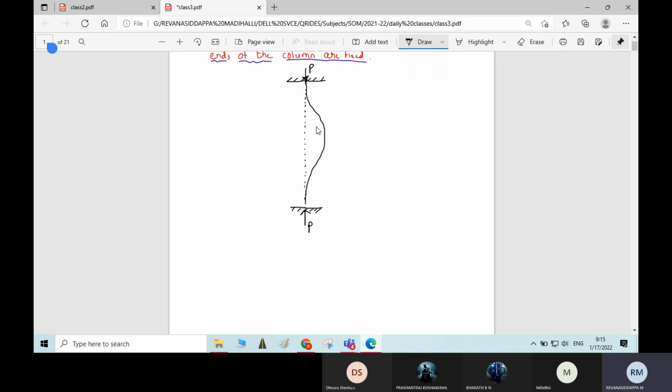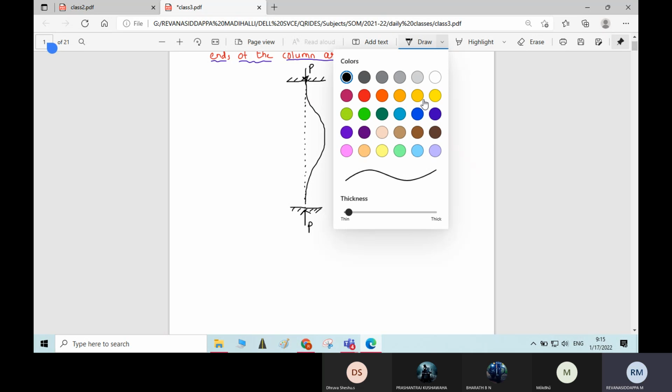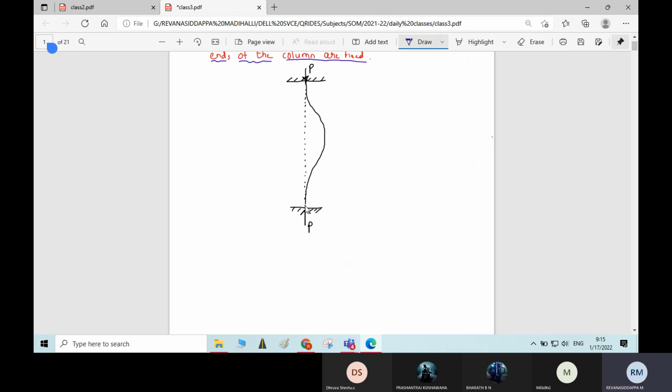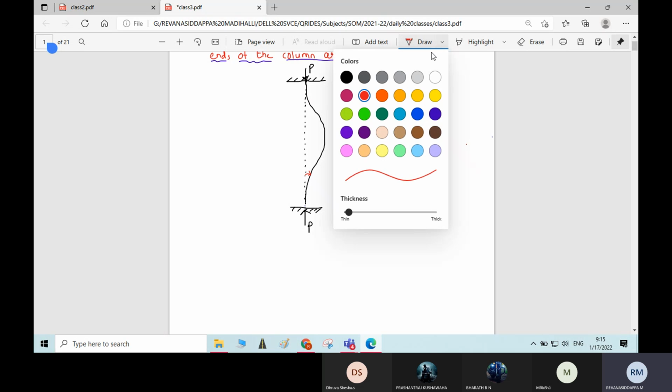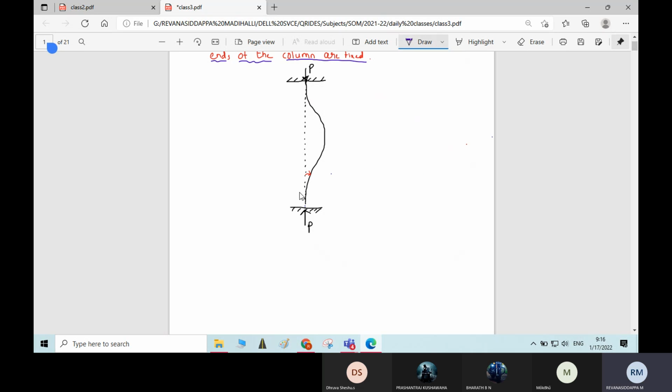So the reactions or reactive moments will be induced at both the ends of the column. See here at the bottom support, students, how is the column deflected? In clockwise direction. So the reactive moment induced will be in opposite direction, that means in anti-clockwise direction. Okay, that moment we will call it as M naught.